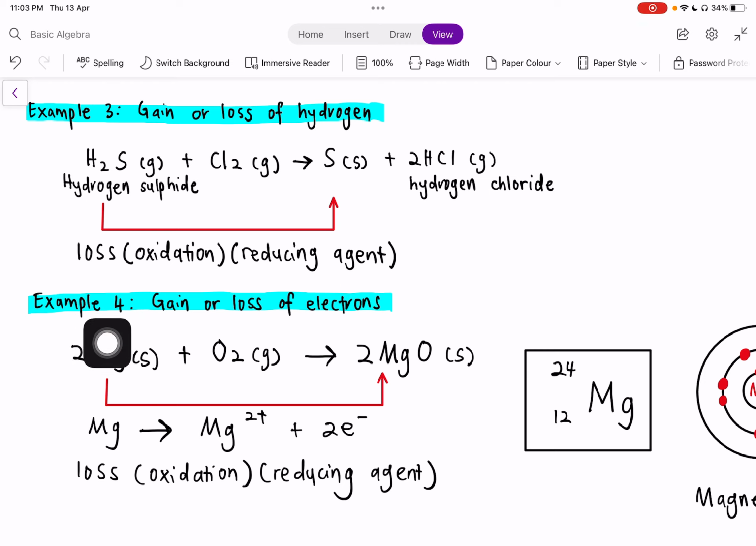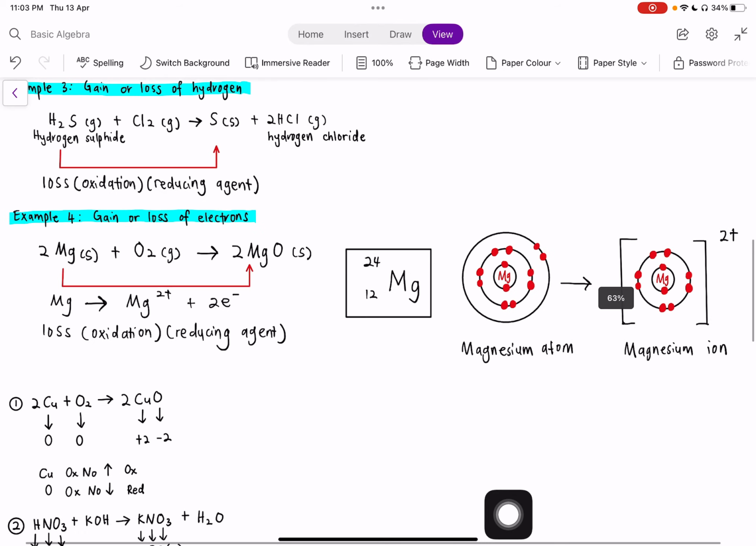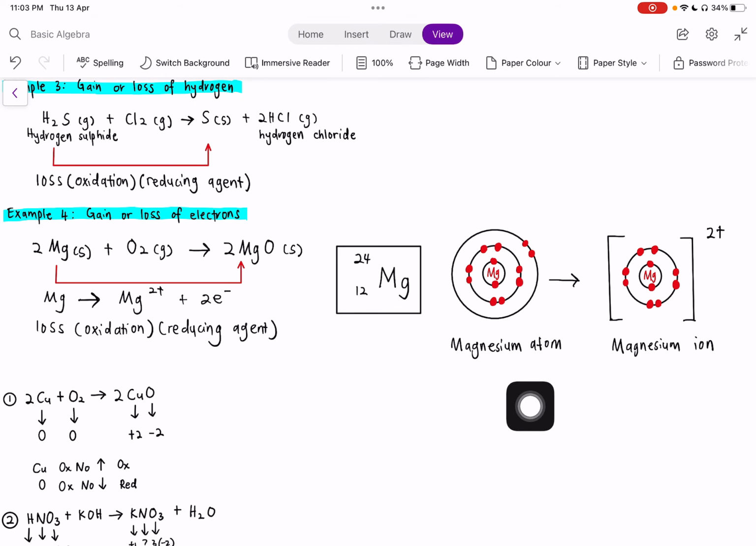Okay, now example 4. Gain or loss of electrons. Magnesium reacts with oxygen gas, it will produce magnesium oxide. So here, we look at the electron arrangement of magnesium atom and magnesium ion. So magnesium atom loses 2 electrons to become magnesium ion.